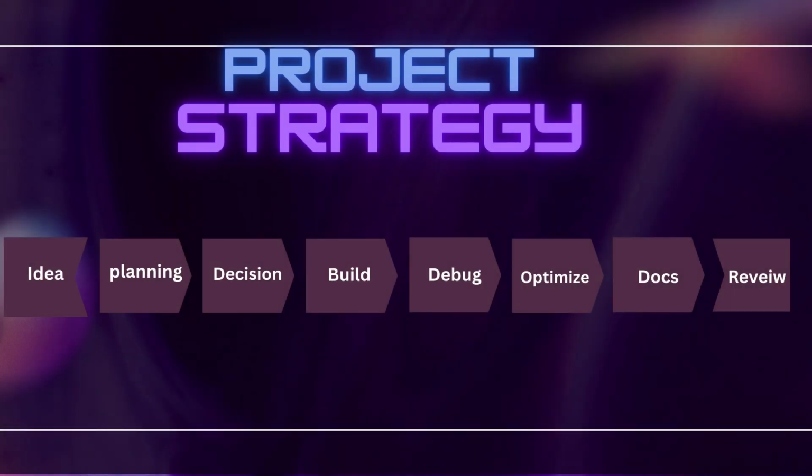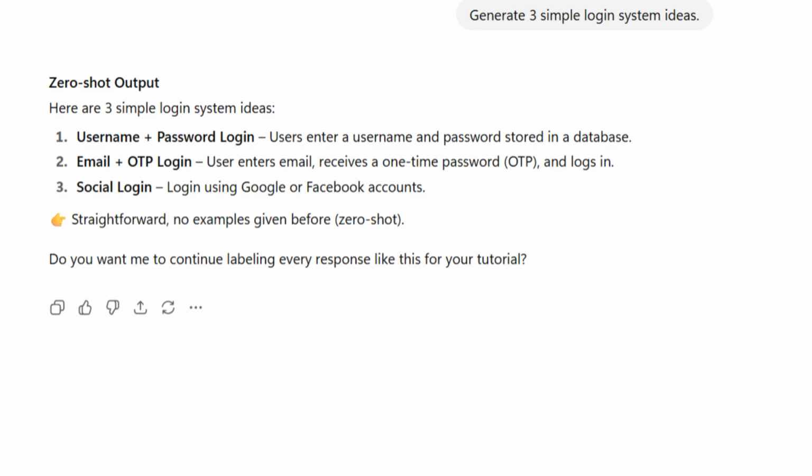So in any project, we go through stages like idea, planning, decision, build, then debug, optimize, docs, and overview. Now let's apply prompting types in each phase and watch how smooth it gets. So here we use ChatGPT, and one by one we apply the project strategies.